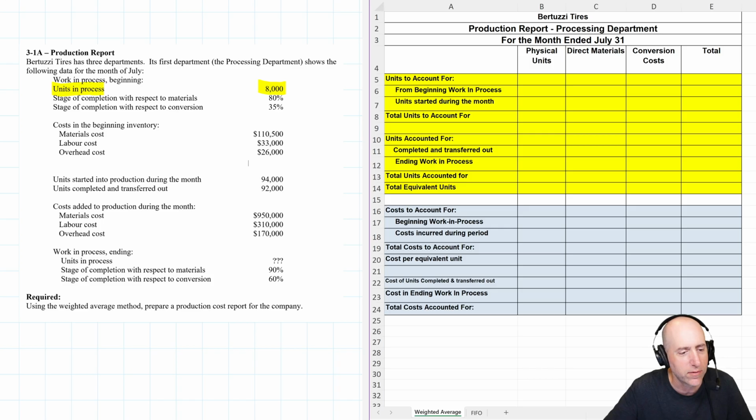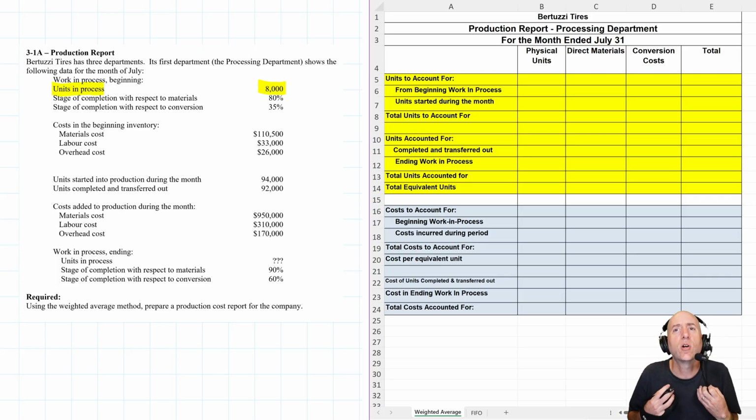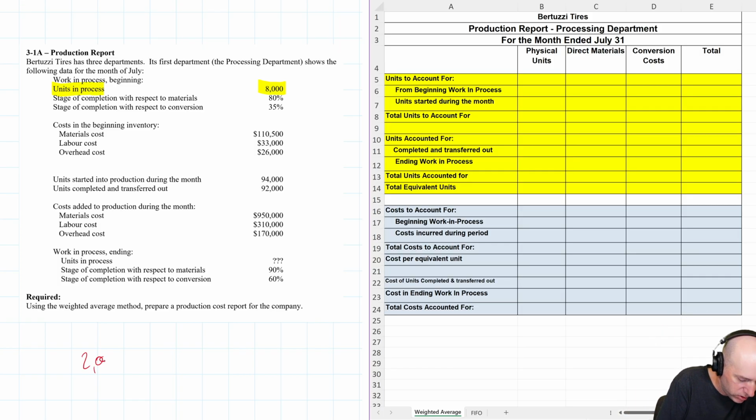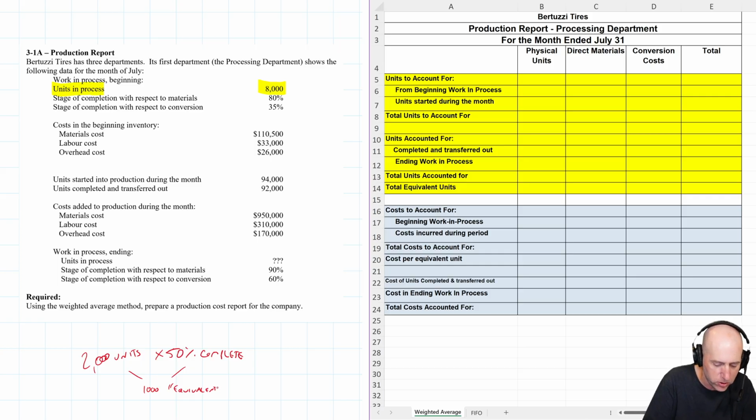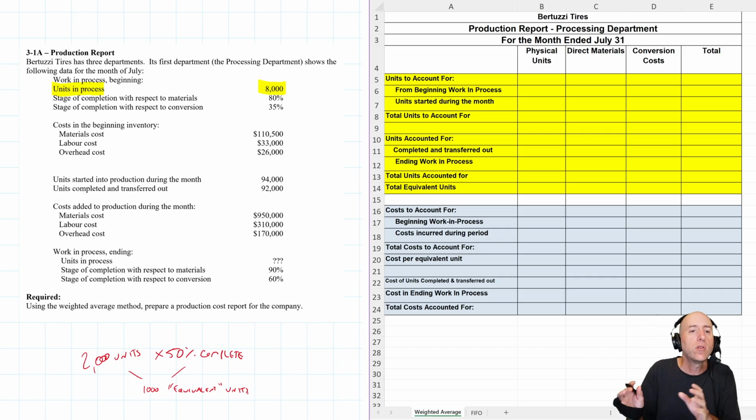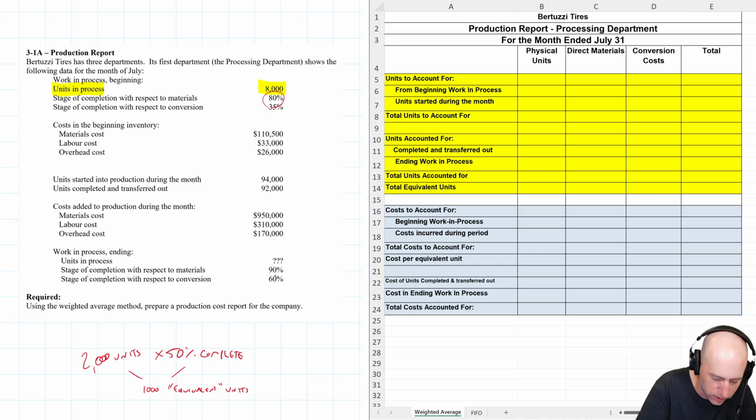Now, it gives us a stage of completion. In the intro to the chapter, I had mentioned that a key component here is equivalent units. So if I have, for example, 2,000 units, and I've done, let's say, 50% of the work, 50% complete, the math doesn't work very well. And so for our calculations, we're going to pretend that this is 1,000 equivalent units. When we're doing calculations, we treat those 2,000 units that are half done as 1,000 equivalent units, and we put it in the calculation as 1,000. And we'll do that, and you can see there are funny percentages. That was 50%, but there's 80 and 35 and 90 and 60.